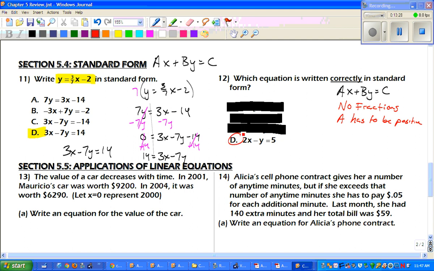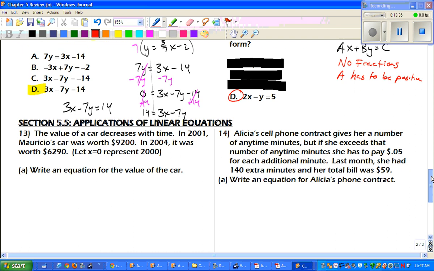Oh, there we go. So just by knowing the rules, we can figure out which one is correct. Okay, so make sure you study that.